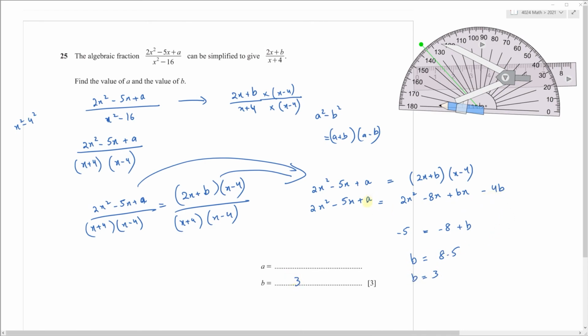And then let's compare the numbers on each side where you don't have any x. So you have a on one side and your value without the variable x is minus 4b on the other side. Now we know that b is 3. So a will be minus 4 into 3. Your value of a will be minus 12. So a is minus 12 and the value of b is 3. So this is the end for paper 1 variant 2 for May June 2021.